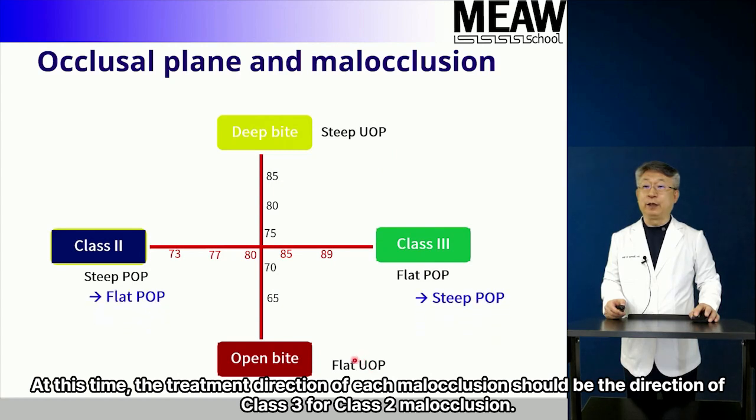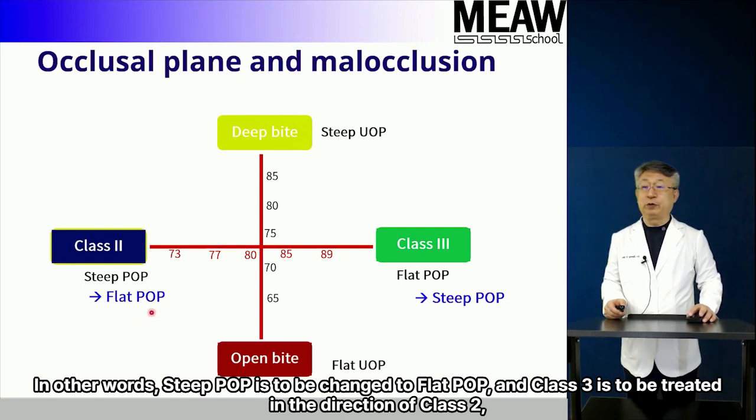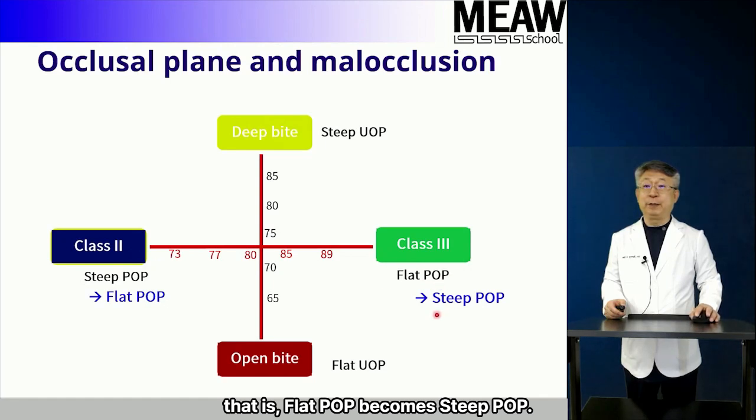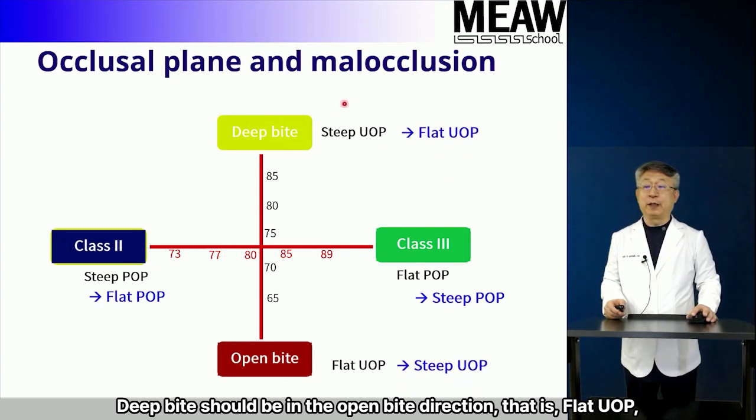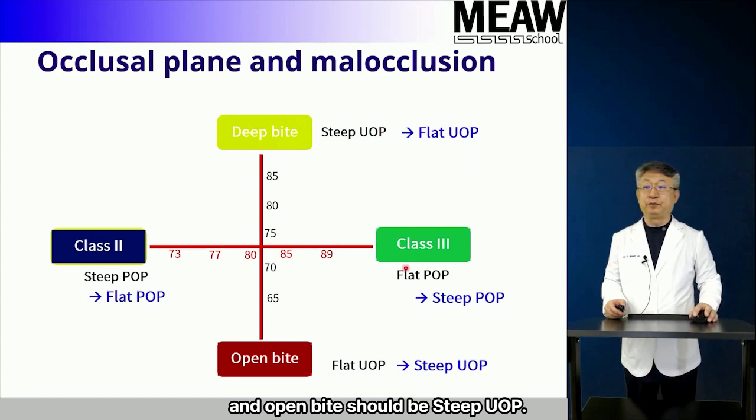At this time, the treatment direction of each malocclusion should be the direction of Class 3 for Class 2 malocclusion. In other words, steep POP is to be changed to flat POP, and Class 3 is to be treated in the direction of Class 2. That is, flat POP becomes steep POP. Deep bite should be in the open bite direction, that is, flat UOP. And open bite should be steep UOP.